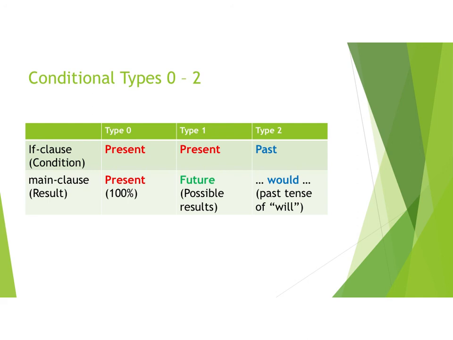For type 1, we are talking about some possible results, so we use future tense. And for type 2, as we're using past tense in the if clause, so we are using past tense of will. That means we need to use the word would in the main clause.